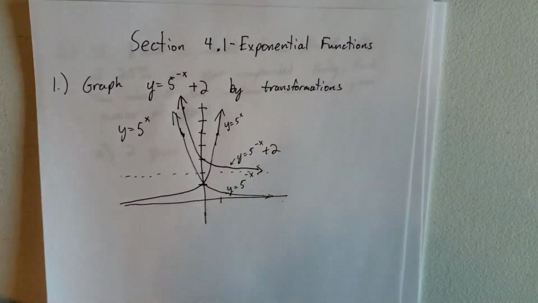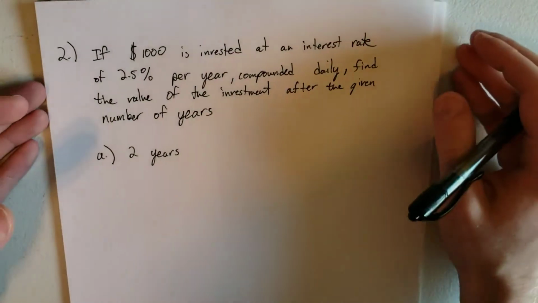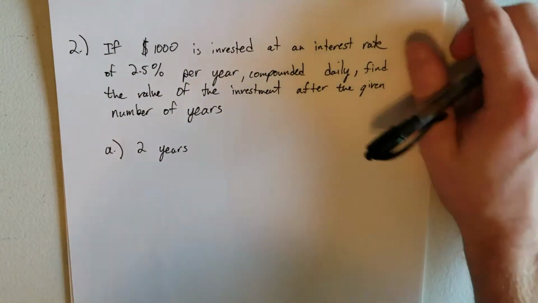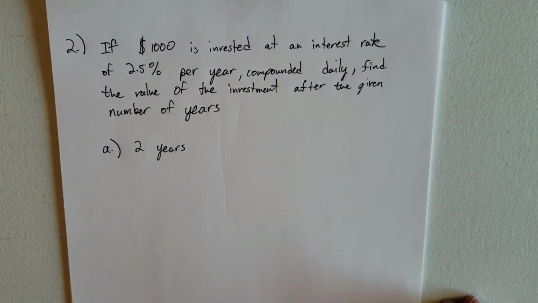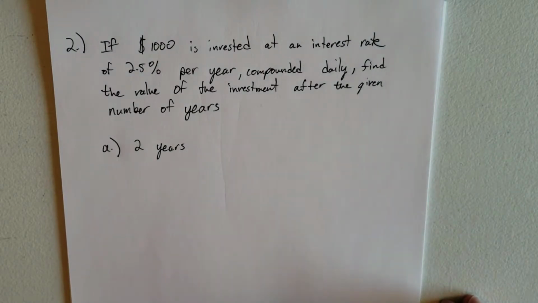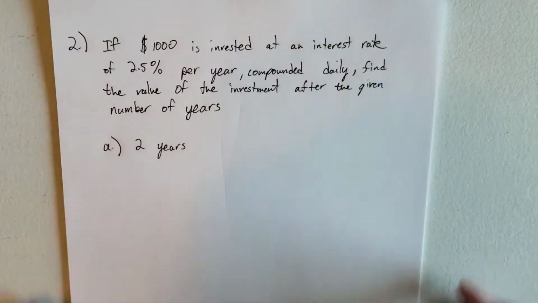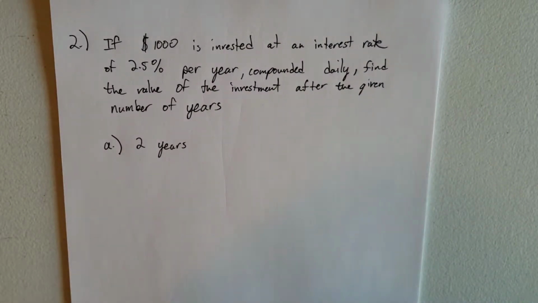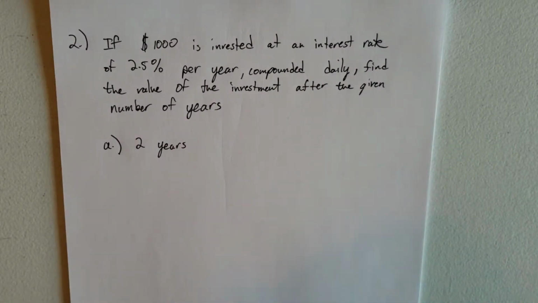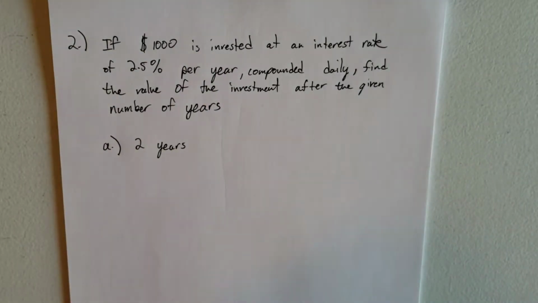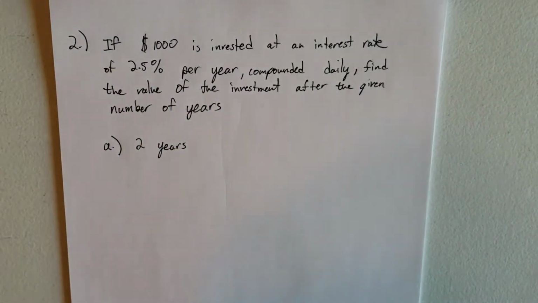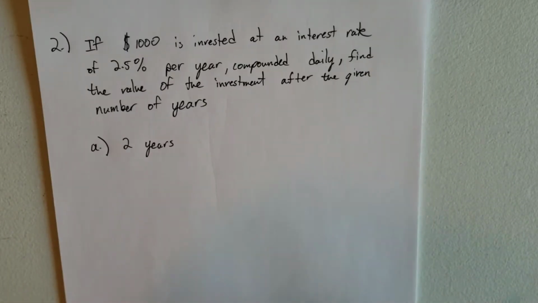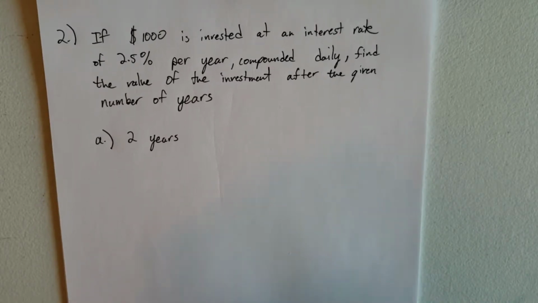I want to continue on with a second example from this section. It's a completely different type, though. We want to look at an investment problem, and we'll look at the compound interest formula in this problem. So for number 2 here, let's suppose that someone invests $1,000 at an interest rate of 2.5% per year, compounded daily. And then we find the value of the investment after the given number of years. For the first one, I want to find what the value would be after 2 years.